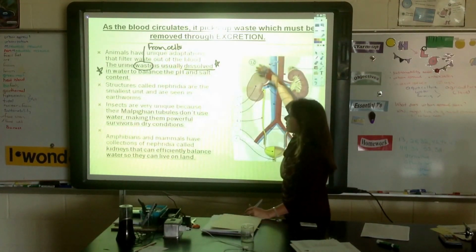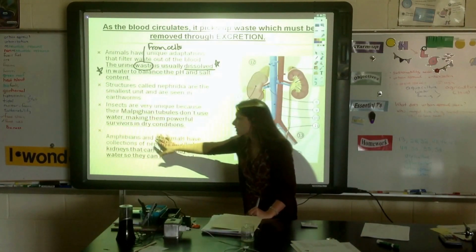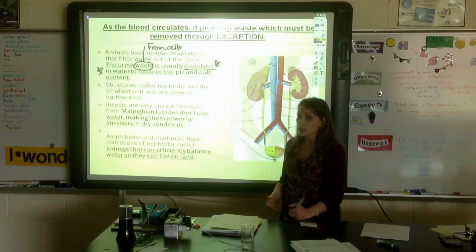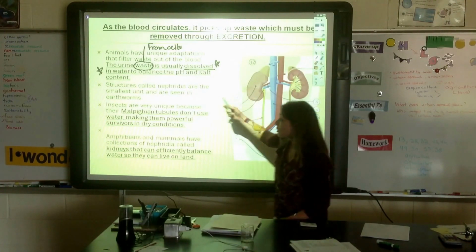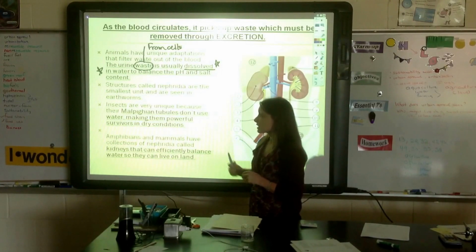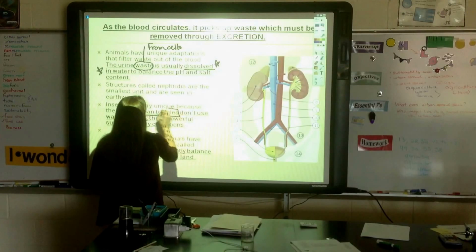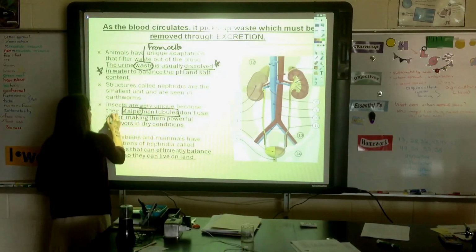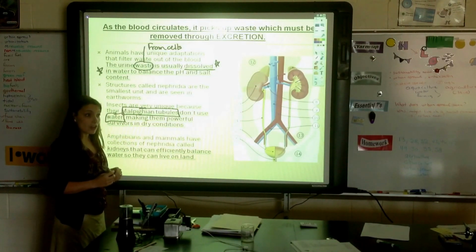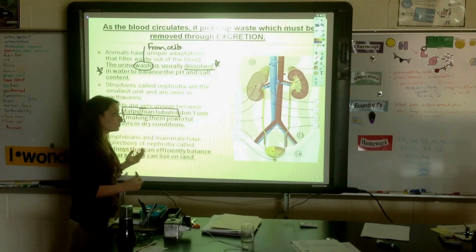As the blood circulates, it gets taken to a kidney. Now this is for humans. Mammals and amphibians have kidneys that can balance water so they can live on land. Now, earthworms have a much smaller structure called a nephridia, and insects are unique because their structure, and you do need to know the name of this structure, their structure doesn't use water, meaning they can really survive well in dry environments like the desert because they don't dissolve their waste in water.